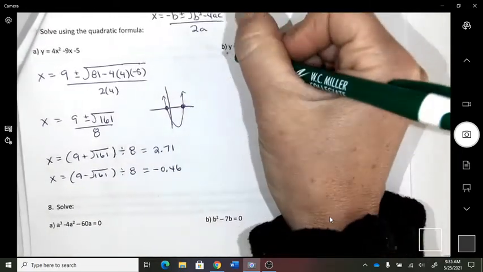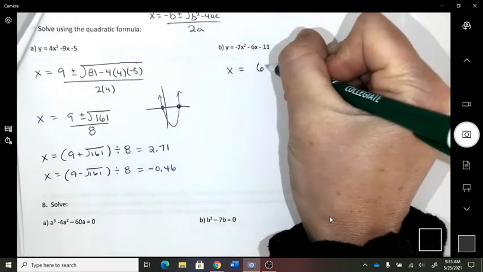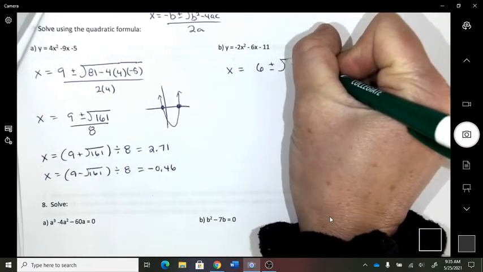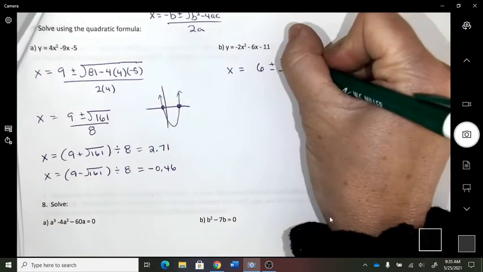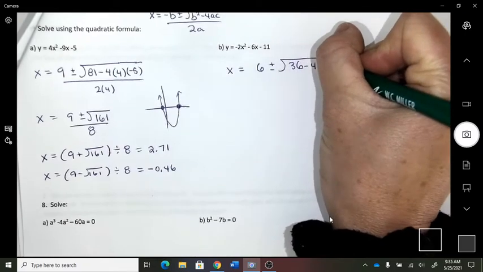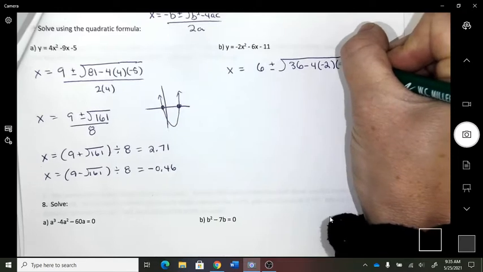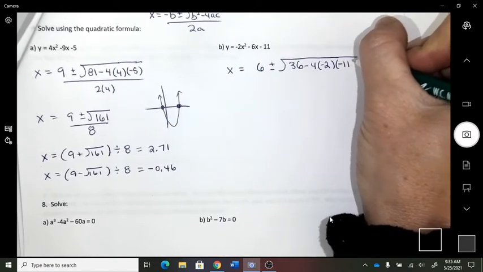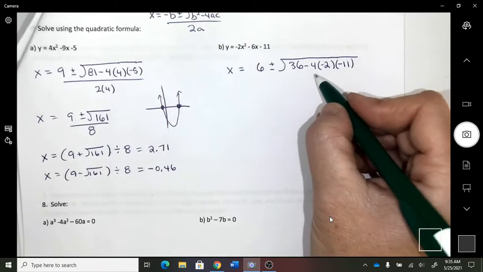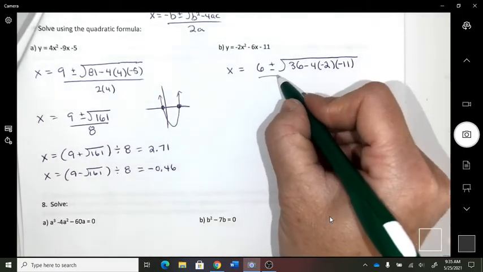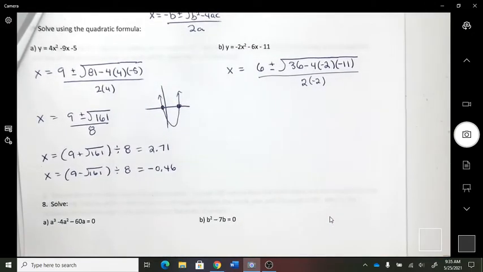Okay, so let's try the next one. So negative b, you're going to do a positive 6, plus minus the square root. B squared is 36, minus 4 times negative 2 times negative 11, all over 2 times negative 2.